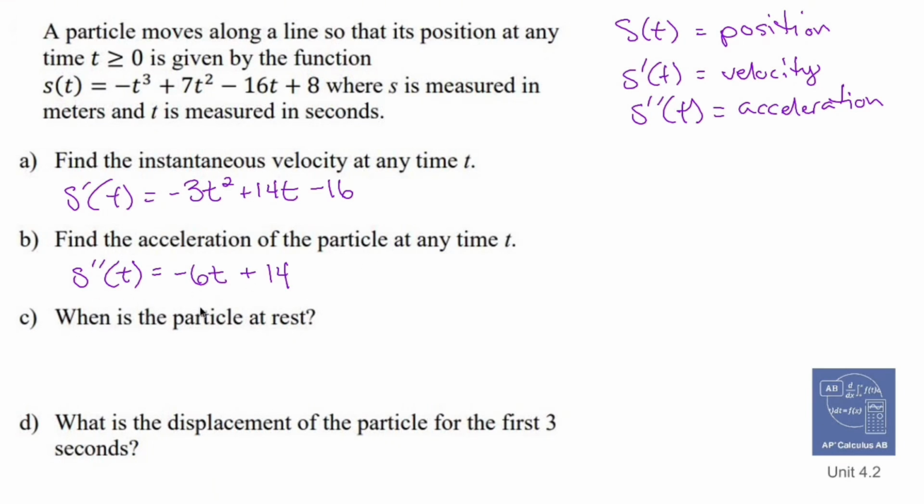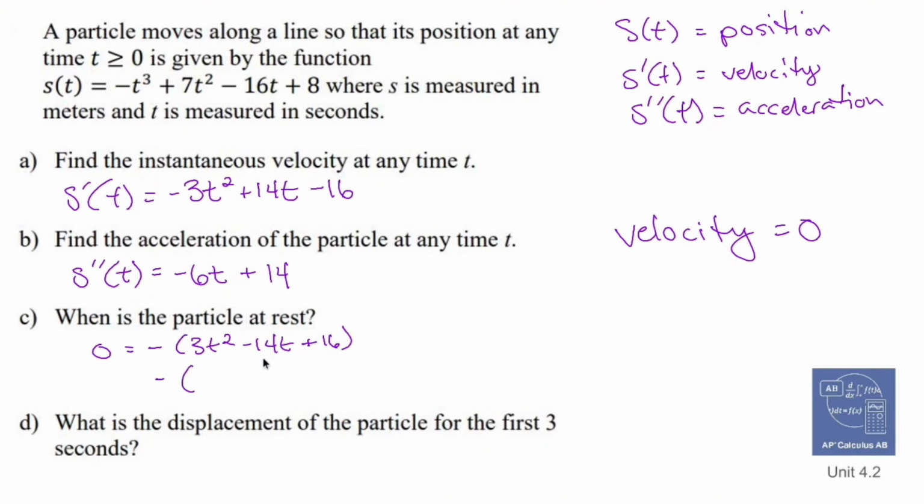Now, using common sense, the particle is at rest means it's not moving. Okay, so the particle is at rest when your velocity is 0. So let's go back to our velocity function and see what happens when the velocity is 0. This is going to be awful. I'm going to set this equal to 0 and pull out a negative. So I have 3t squared minus 14t plus 16, and see if I can factor that.